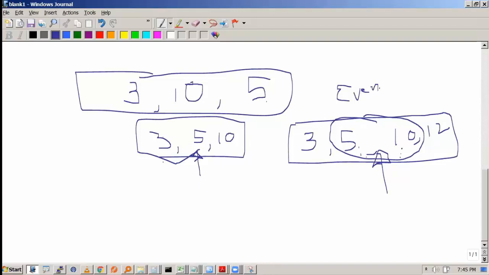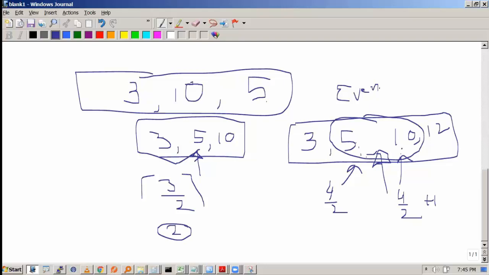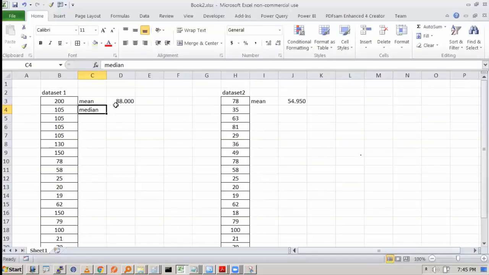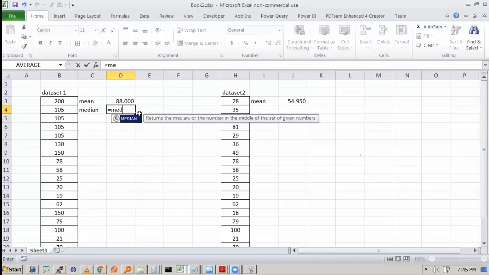How do you find out? So the number of points is 3. So 3 by 2, you can take the integer greater than 3 by 2. So 1.5, round up. We have seen already. So round up, it will be the 2nd value. Here it will be 4 by 2. So we take the 4 by 2th, that is the second number, and the 4 by 2 plus 1 we take, and give that. In case of Excel, it will directly give by applying the formula median.